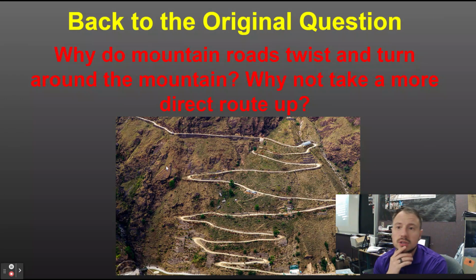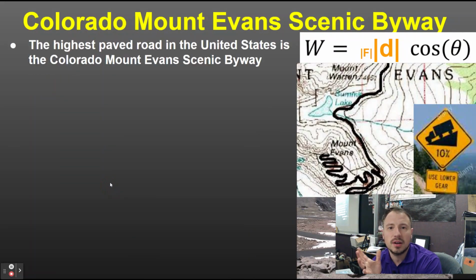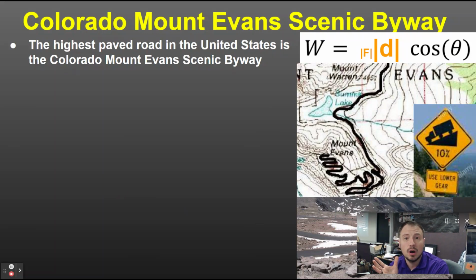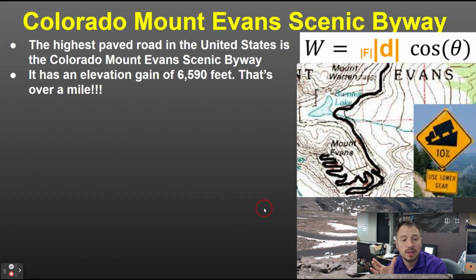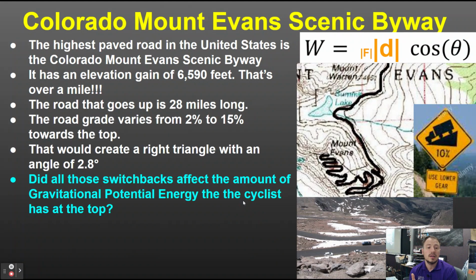So why do mountain roads twist and turn around a mountain? Why not take a more direct route up? If we looked at the Colorado Mount Evans Scenic Byway, essentially all these switchbacks are just like a compressed ramp. Going up these switchbacks allows you to trade in that force that you don't want, and apply a smaller force over a larger displacement. That's why you can just casually drive up a large mountain because you're not going straight up.